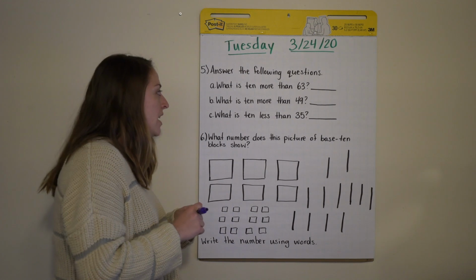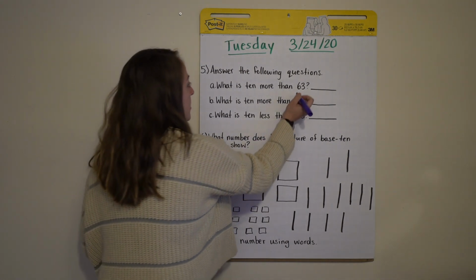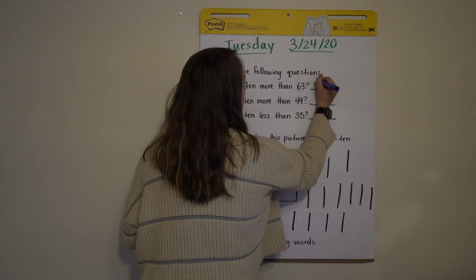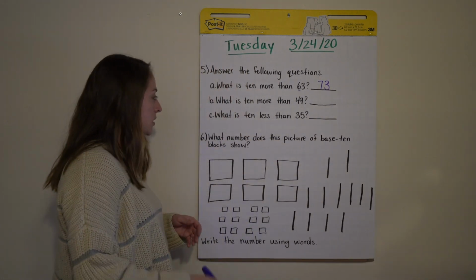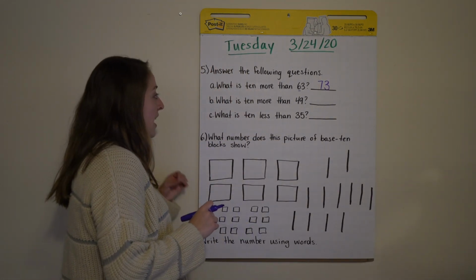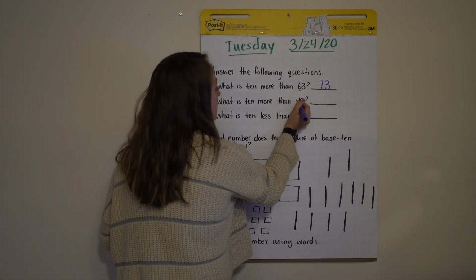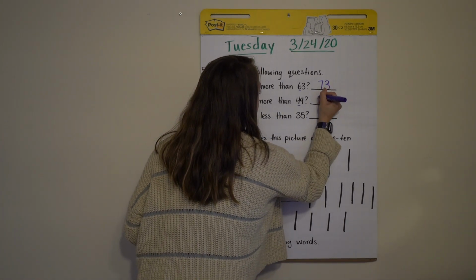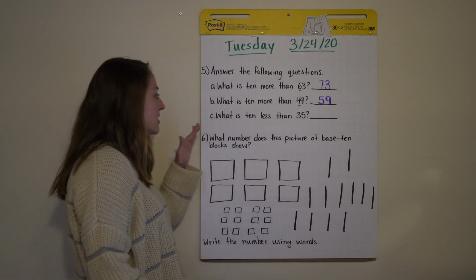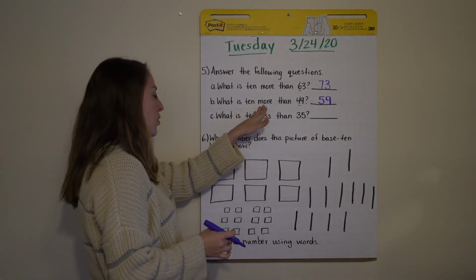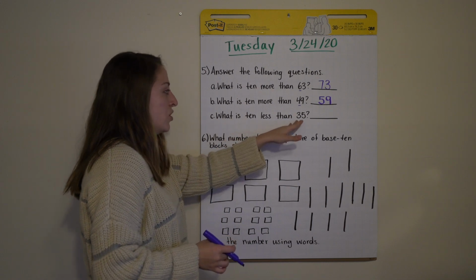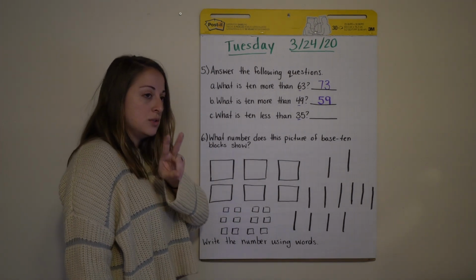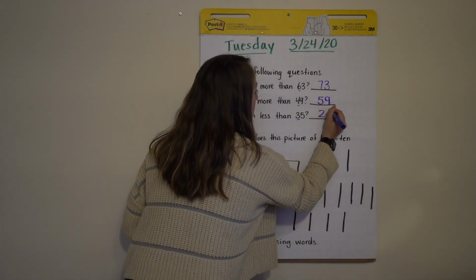Okay, what is 10 more than 63? Well, if we're looking at the tens place and we add just one more 10, then we're going to get 73. What is 10 more than 49? Again, if we add one more 10 to 4, then we're going to get a 5, so that would be 59. The next one's a little bit different because it doesn't say more, it says less. So what is 10 less than 35? We're actually going to take away one 10 from 3, so that would make it 2 10s. So now we have 25.